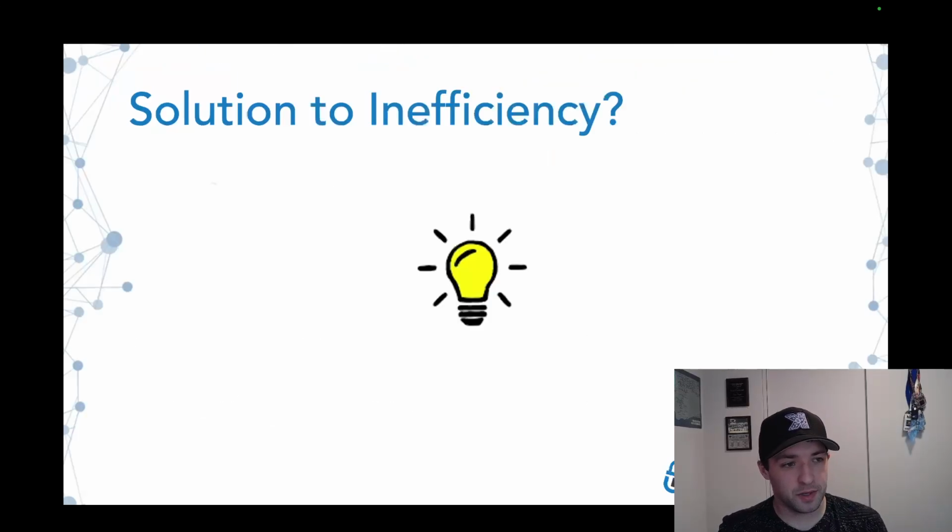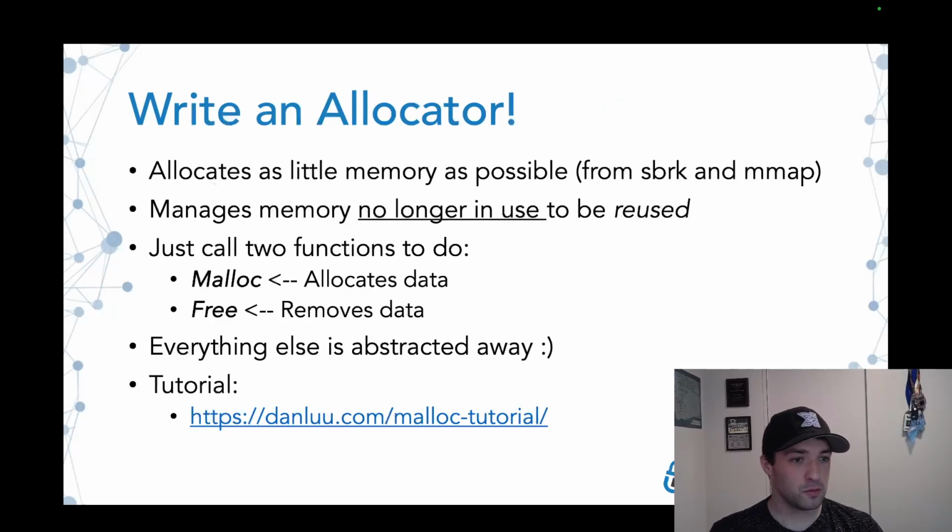Because it's terribly inefficient, we're gonna fix that inefficiency. And that inefficiency fix was writing an allocator. An allocator will allocate as little memory as possible, and then it manages memory no longer being used, and it will then give that memory out once it's no longer being used. The two main functions you have to worry about are malloc, which allocates data and gives you a pointer to some amount of space, and then there's free. Free is going to store that data that's no longer being used, and it's assumed that you are no longer using that as the developer. And everything else is just magically abstracted away for you.